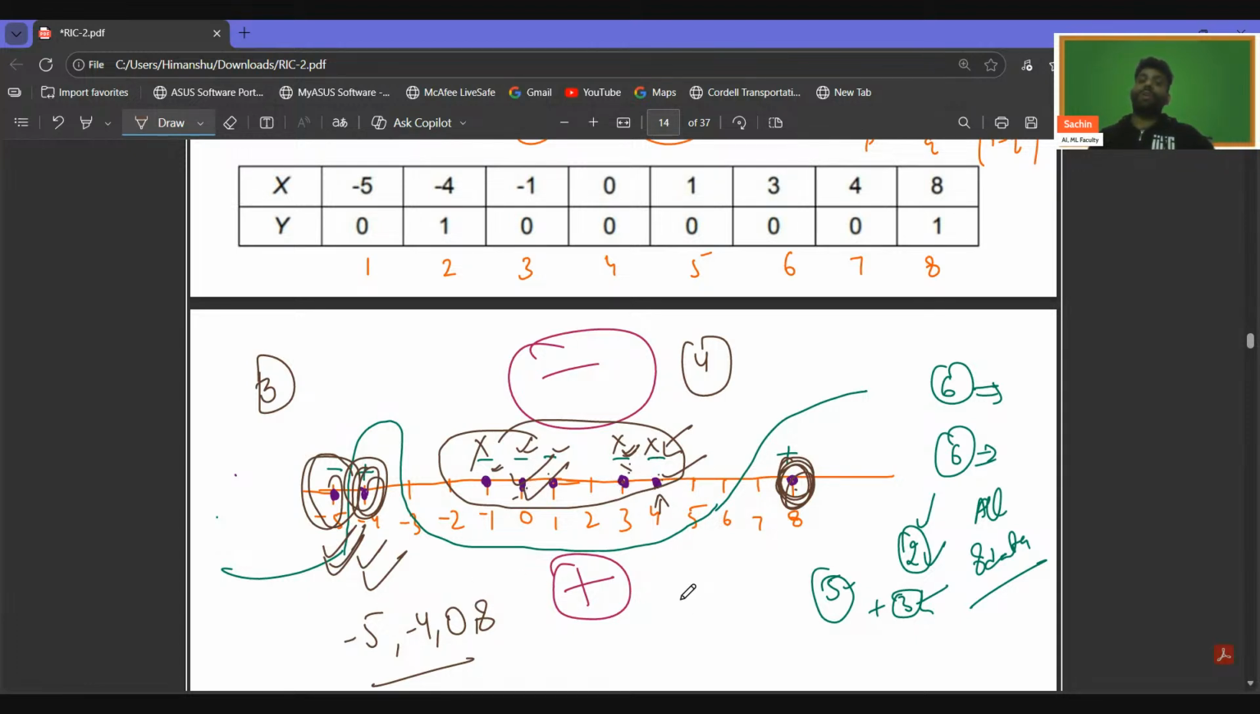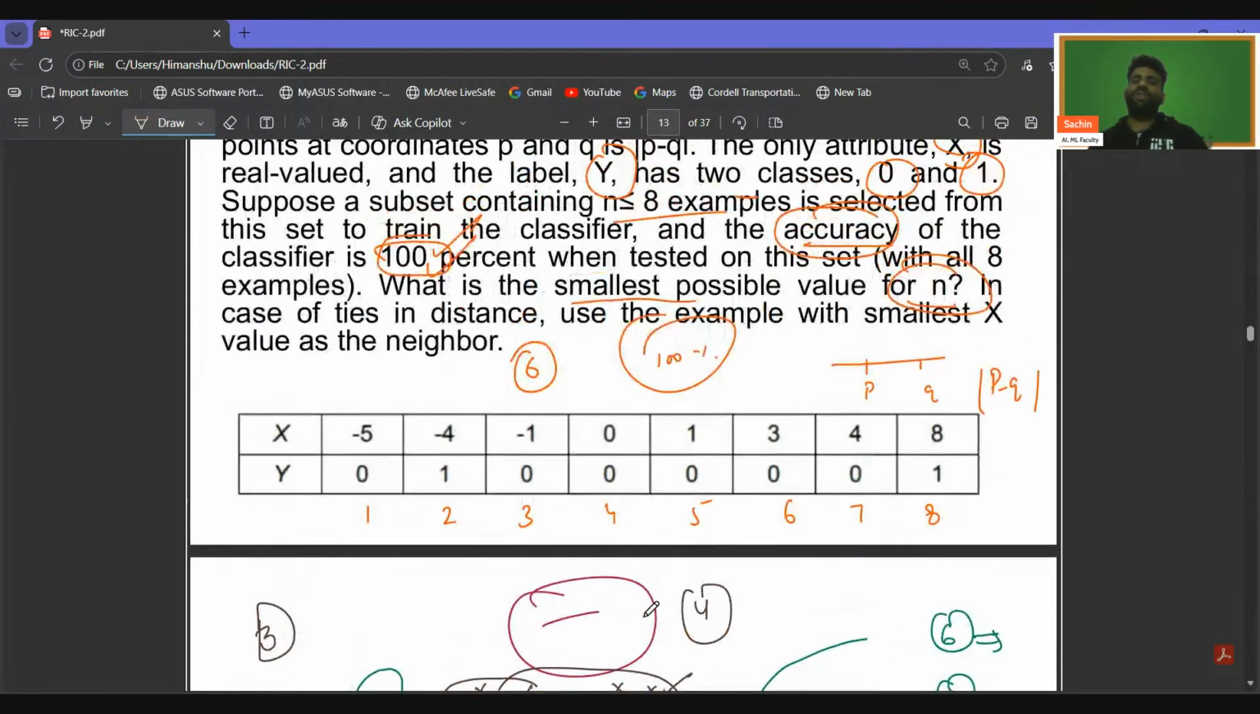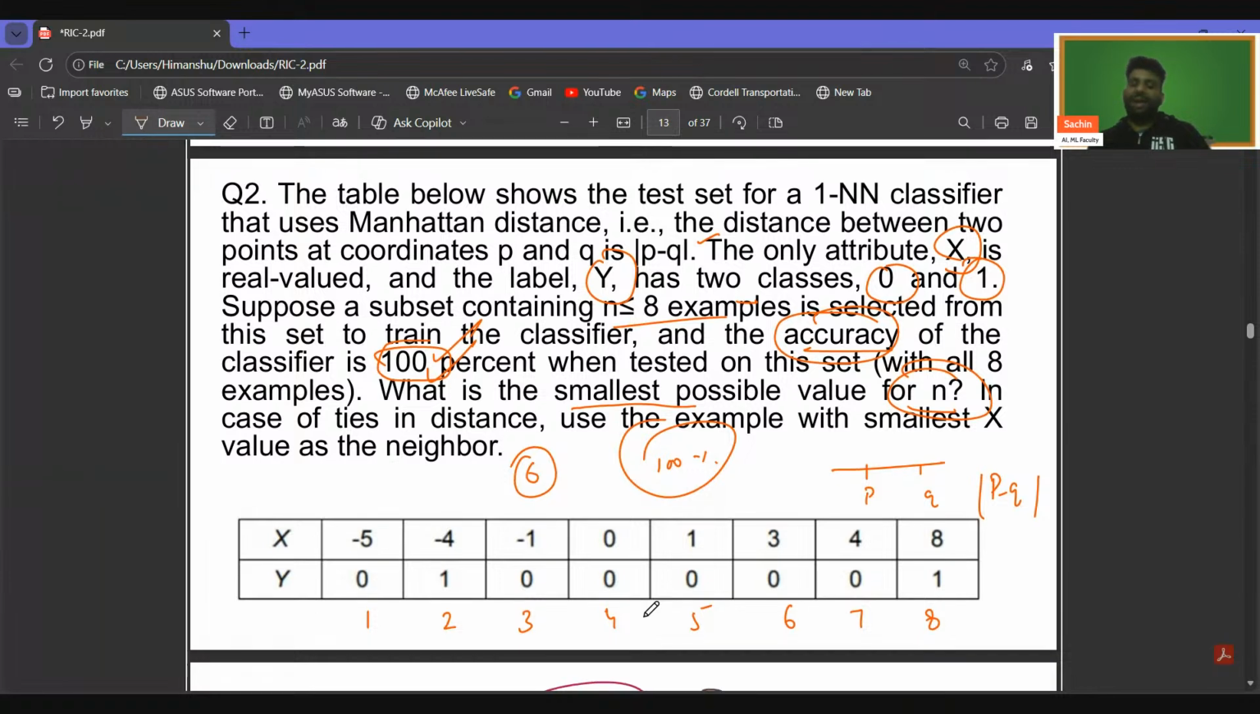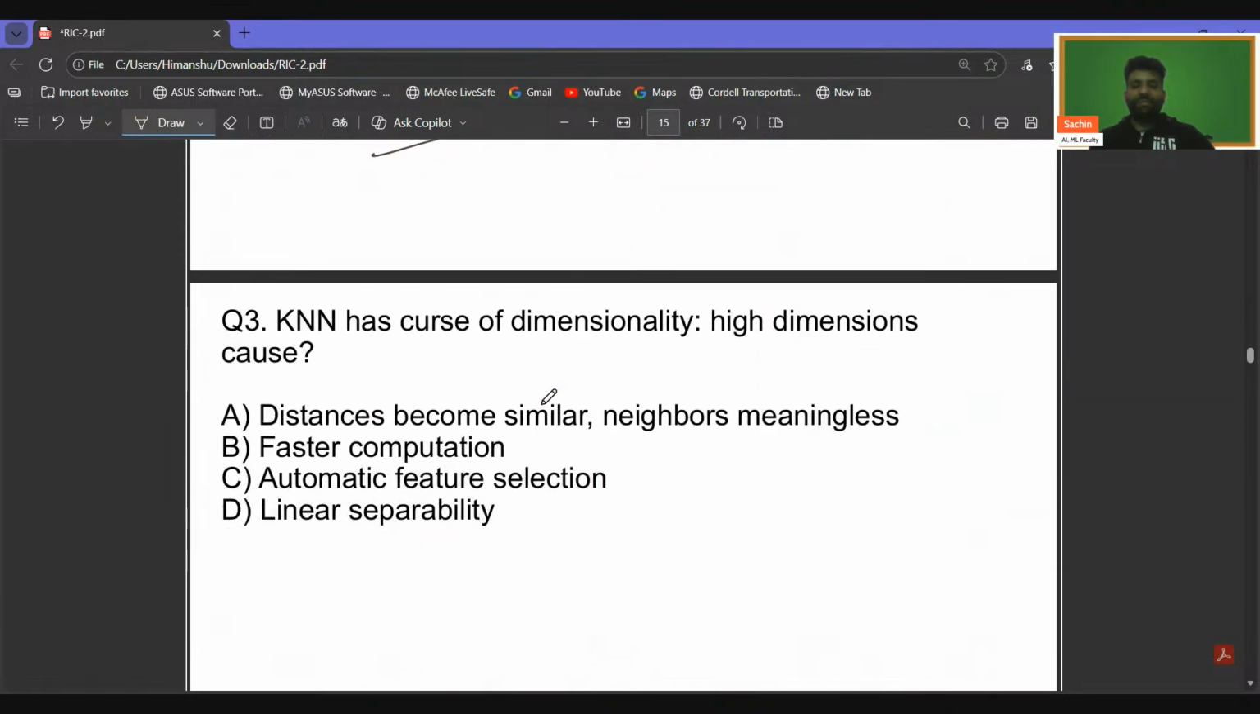So if I talk about the number of solutions with minimum n, they are -5, -4, 0 and 8, and -5, -4, 1 and 8. Okay. We have 2 solutions. In both we have n equals 4 and both can be used. So we are not just solving the problem. We are getting into a proper analysis of what the possible subsets could be such that we still get 100% accuracy on the entire data set we are having. Okay. I hope we are clear. So let's move ahead to the next question.